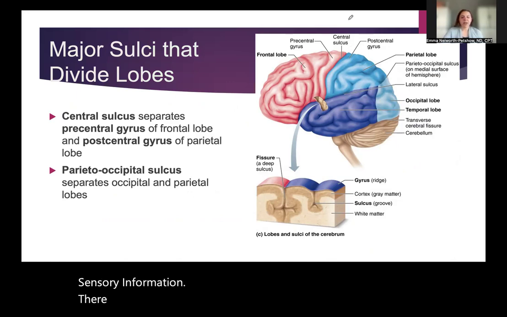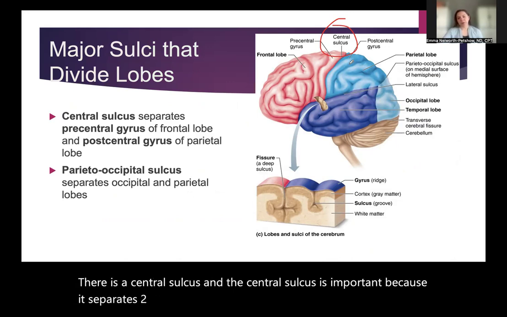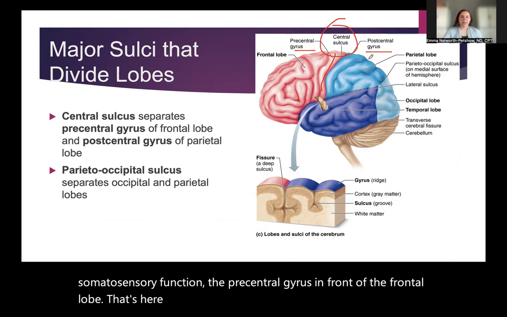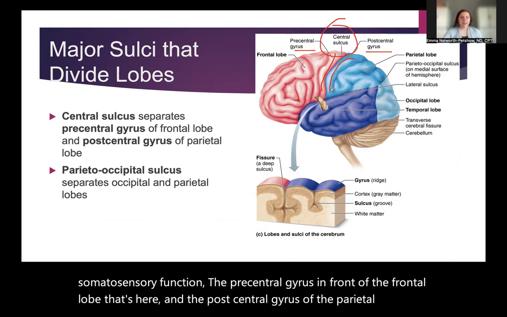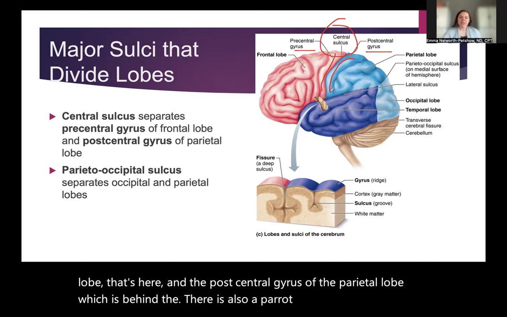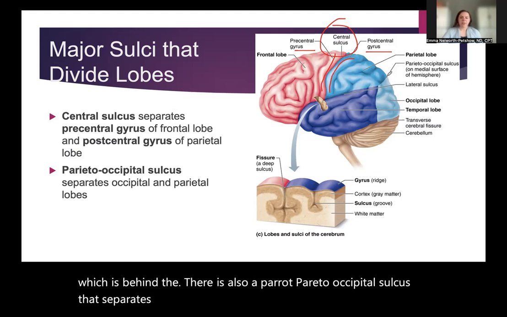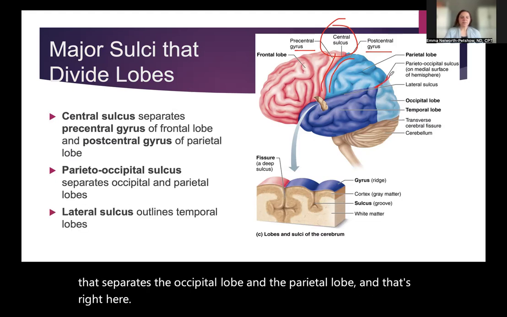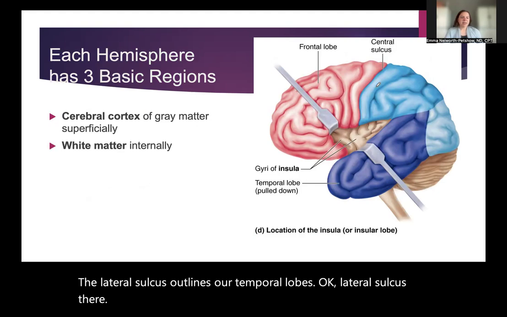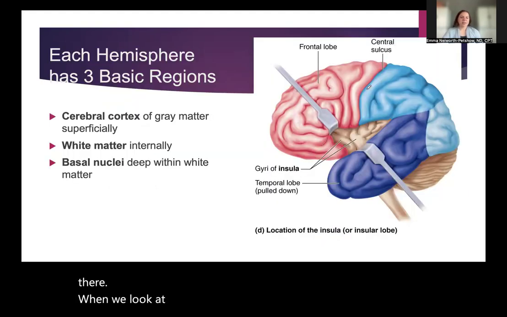There is a central sulcus, and the central sulcus is important because it separates two key structures when it comes to motor and somatosensory function. The precentral gyrus is in front, in the frontal lobe, that's here, and the postcentral gyrus of the parietal lobe is behind. There is also a parieto-occipital sulcus that separates the occipital lobe and the parietal lobe, and that's right here. The lateral sulcus outlines our temporal lobes. Okay, lateral sulcus there. When we look at the hemispheres, they all have three basic regions.